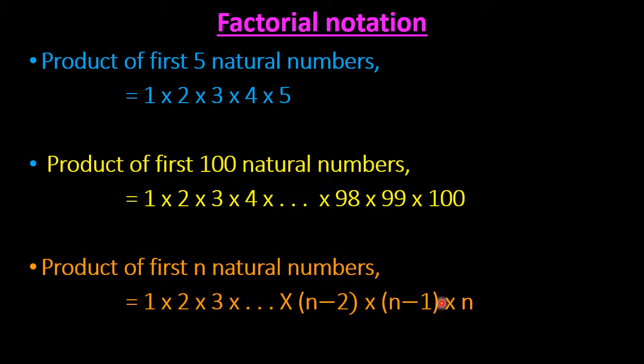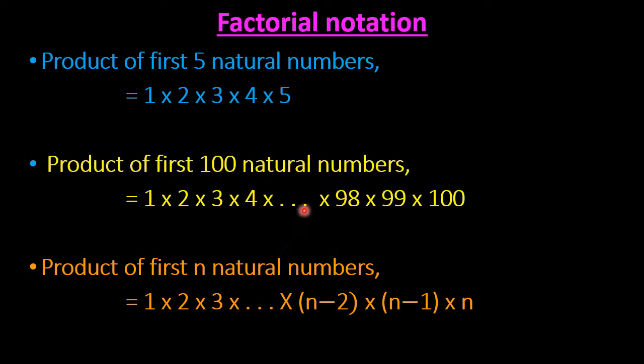So if we compare here, the first part is the same: 1 into 2 into 3 into ... Instead of n, if we replace it by 100, then here it will be 100 minus 2, which is 98. And here 100 minus 1, which is 99. And it will be 100. So it is the same as 1 into 2 into 3 into 4 into ... into 98 into 99 into 100. So this is a general notation where we represent the product of the first n natural numbers.